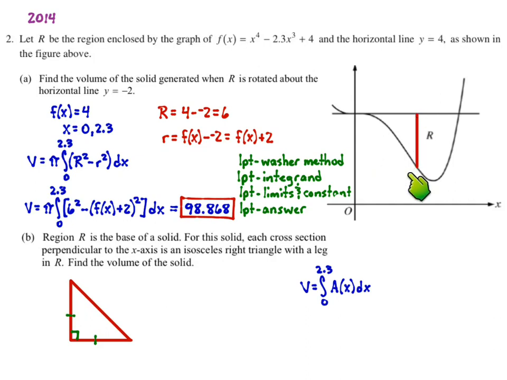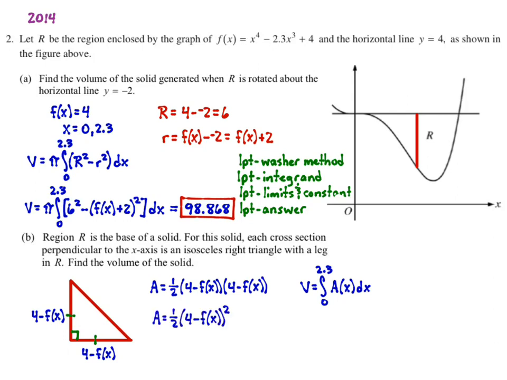So how do I express this length? Well, this length is the distance from curve to curve. So it would be the upper curve minus the lower curve. That's how far apart they are. So we would say 4 minus f of x. That is the length of the leg, because that leg is in the region R. Because this is a right isosceles triangle, that means the other leg is the same thing. And then we can figure out the area of a triangle by just saying 1/2 base times height, or 1/2 (4 minus f of x) times (4 minus f of x). And then that can simplify to 1/2 (4 minus f of x) squared.